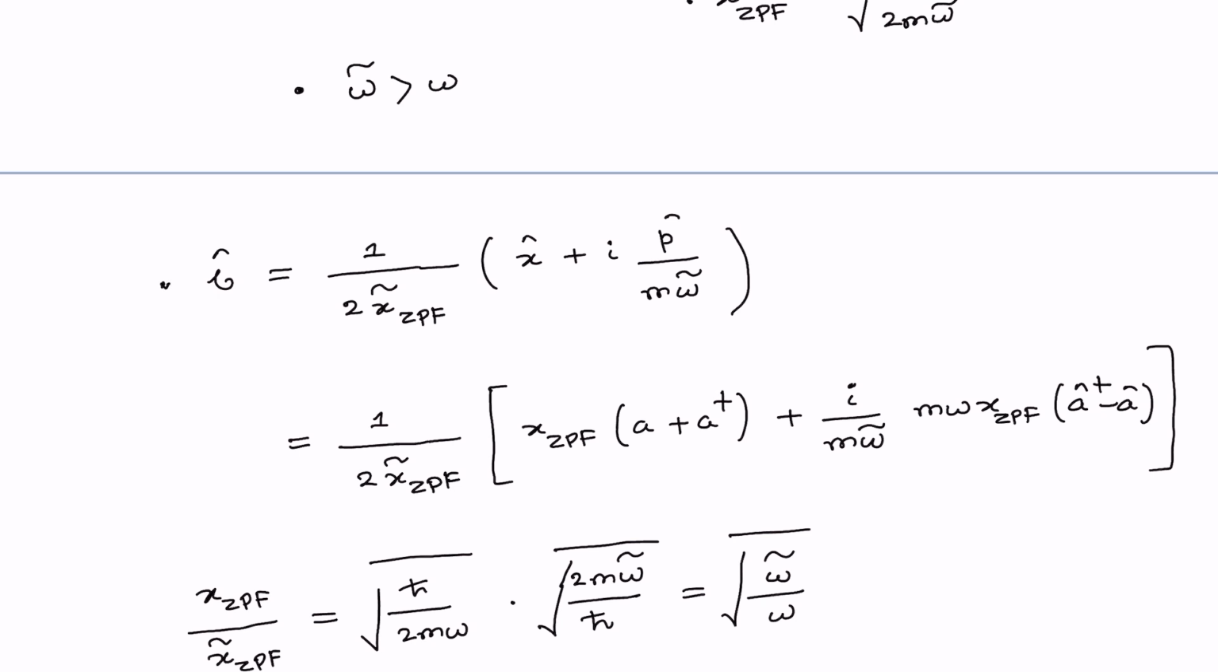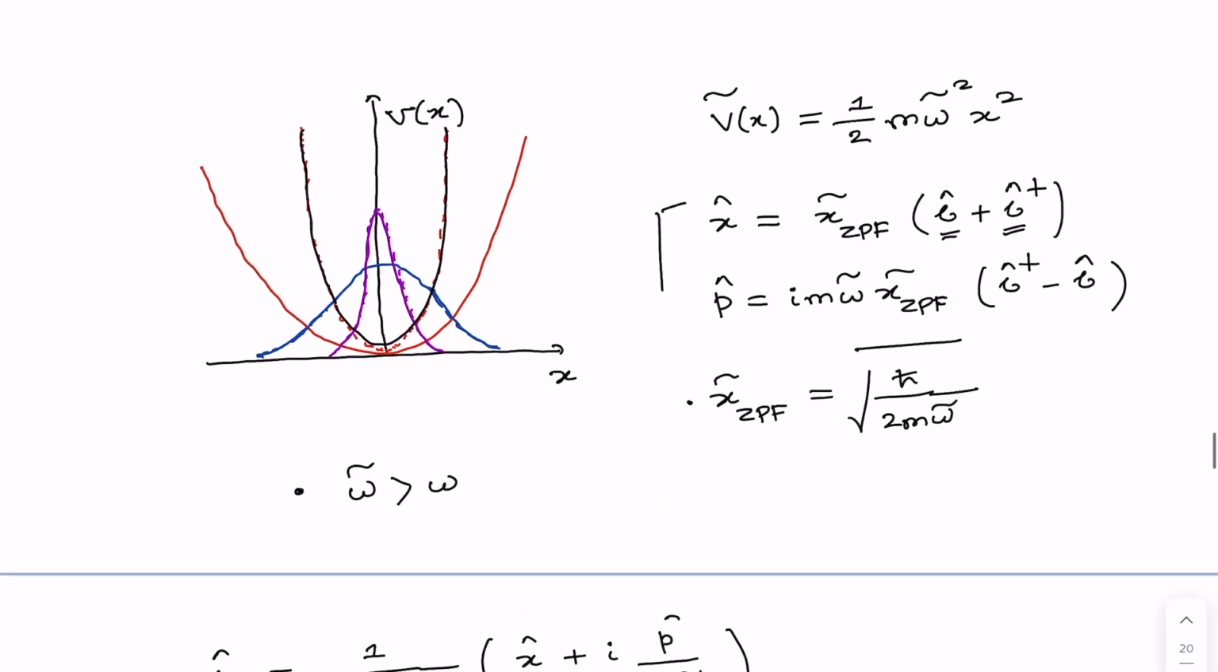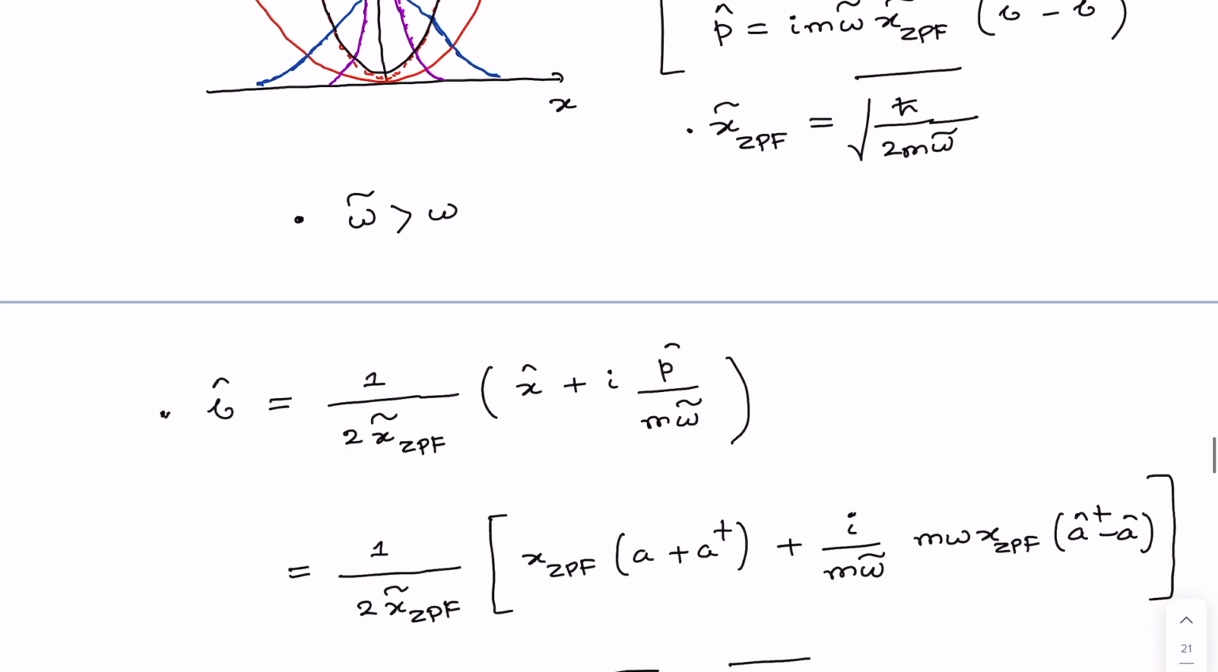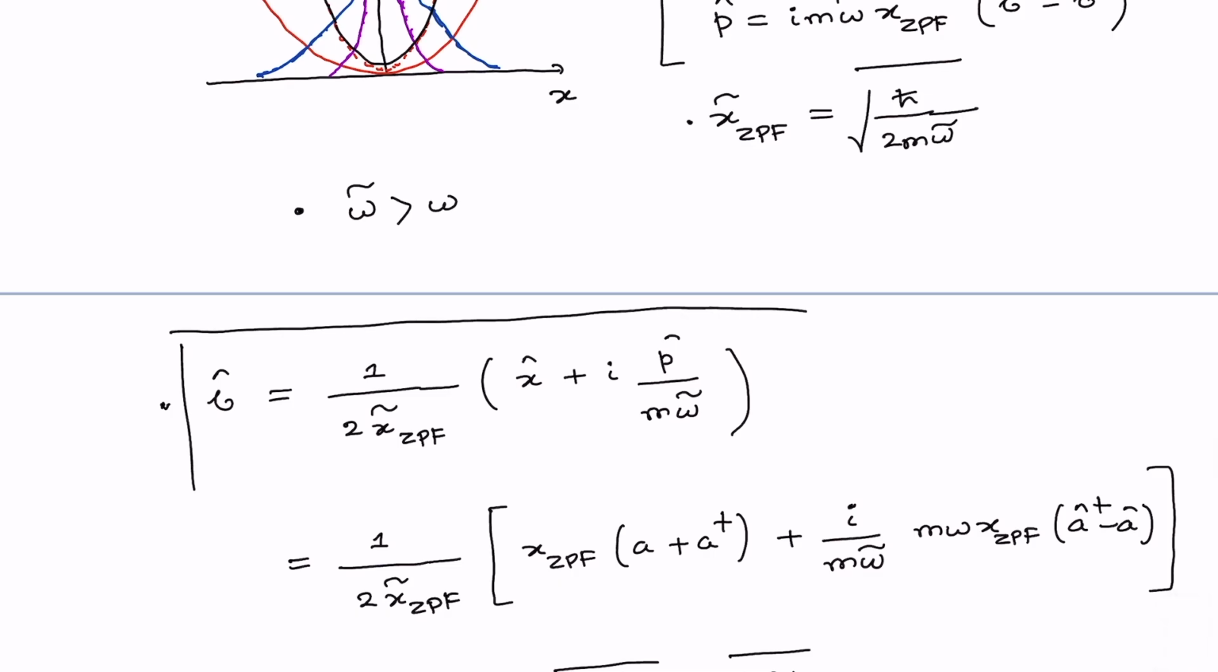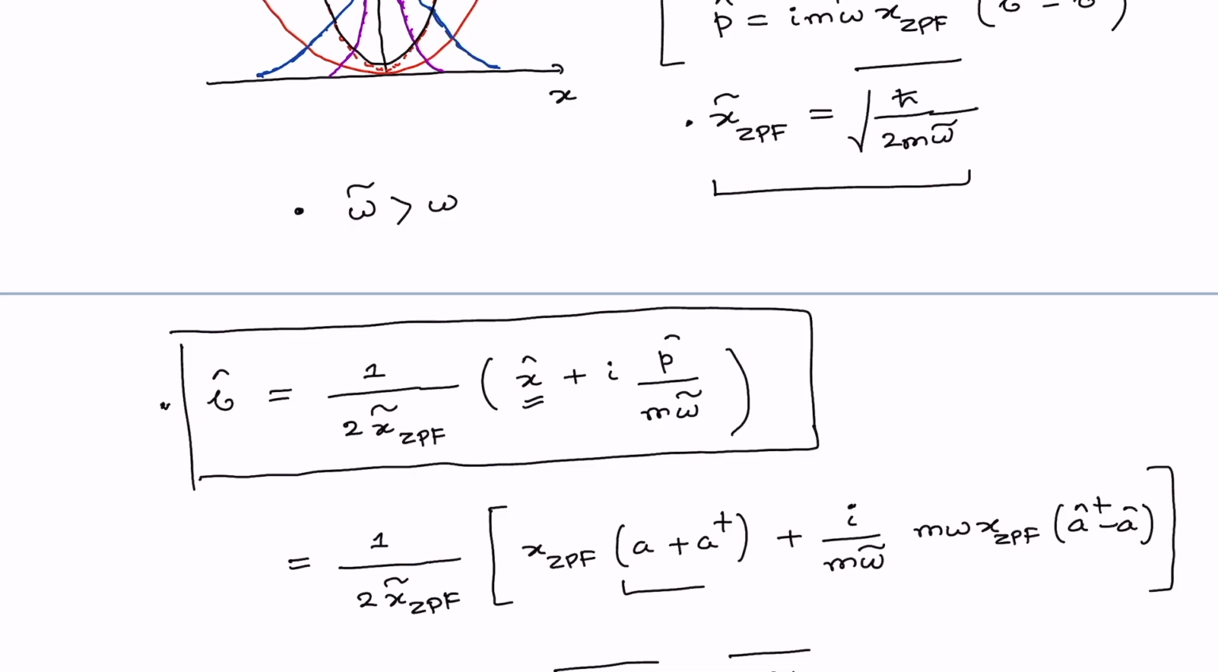This annihilation operator b, using this equation, one can write by this expression: b we can write as 1 divided by x tilde zero point fluctuation, where x tilde zero point fluctuation is the zero point fluctuation in terms of distance for this new harmonic oscillator, into x plus i p by m omega tilde. Now x I can write in terms of the old creation and annihilation operators and the old x zero point fluctuation like this. Similar is the case for the momentum operator.